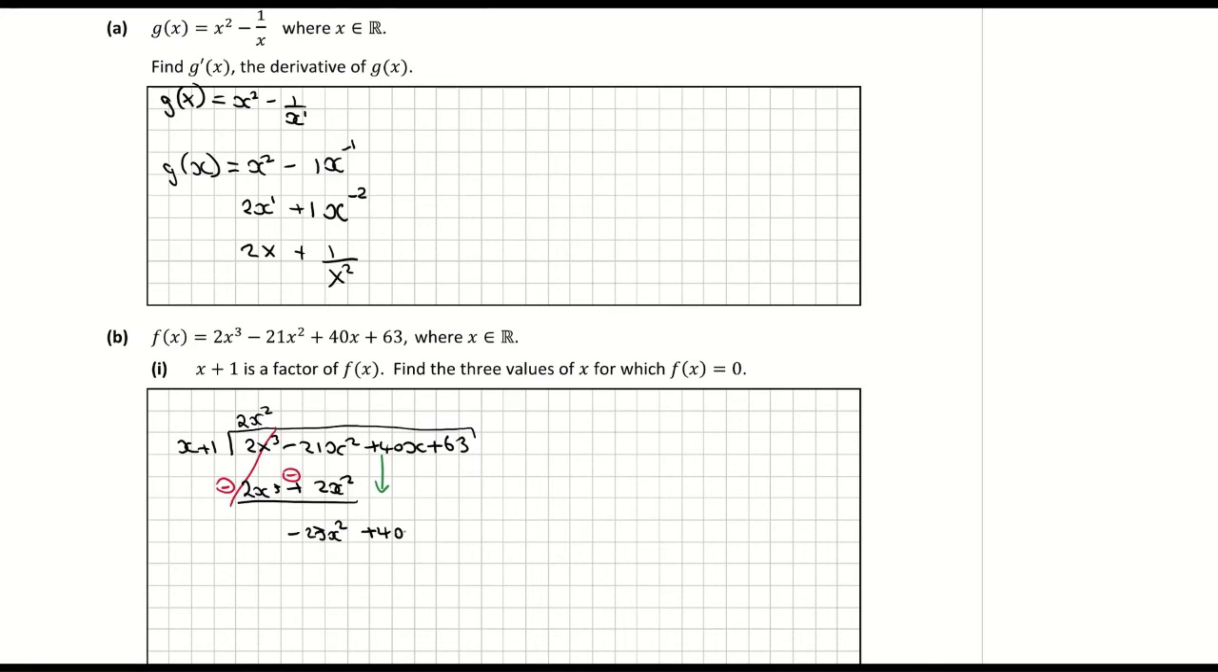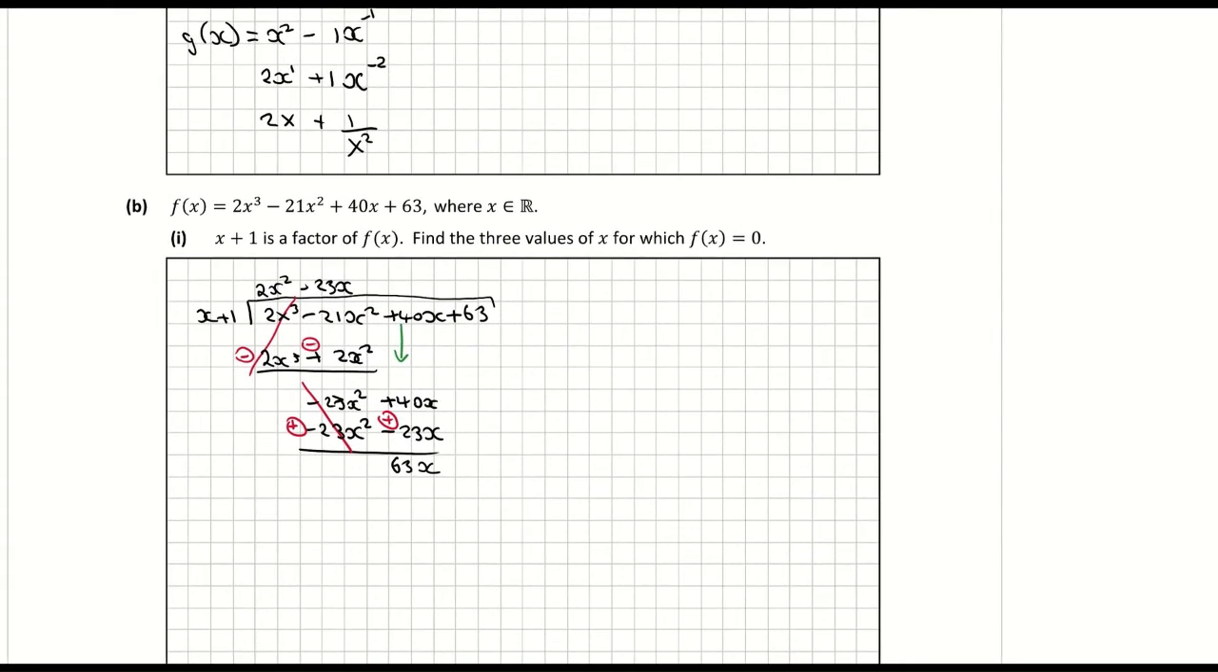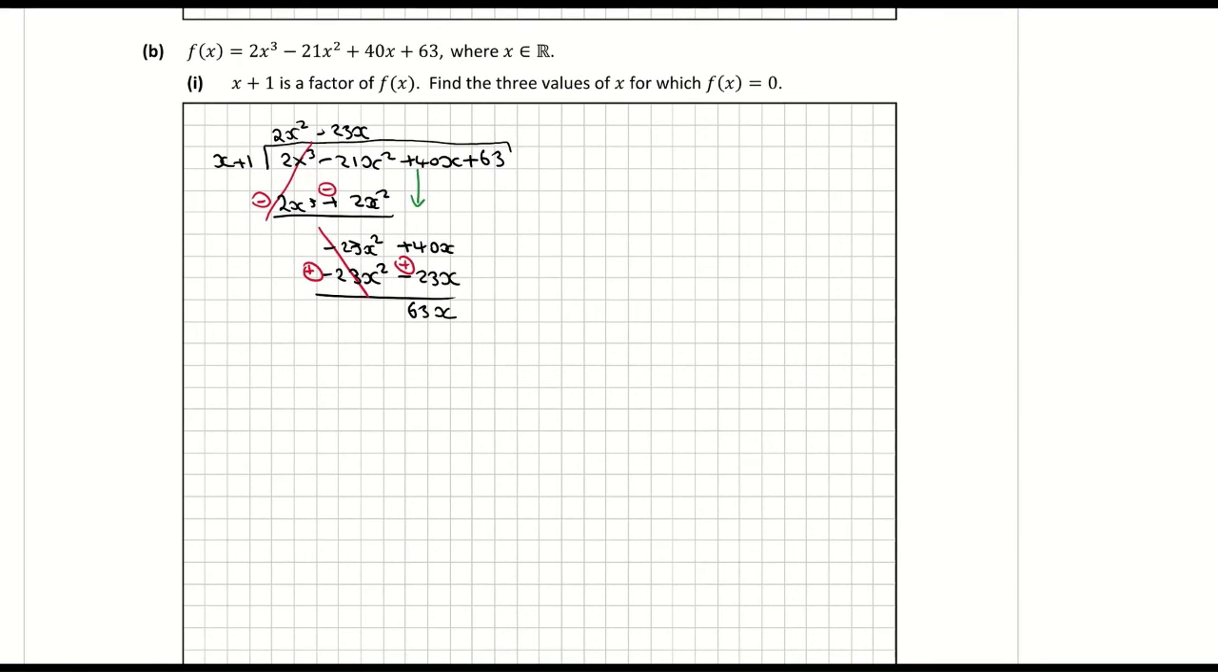I'm now dividing x into minus 23x squared, so that'll give me minus 23x. Multiply that back down, minus 23x squared, and then 1 by minus 23 is minus 23x. Same thing again, change the signs, or in other words, you're multiplying across by negative 1, so that now becomes a plus this time. Minus 23 plus 23 will cancel, and positive 40 plus positive 23 will give me positive 63x. And now I'm going to bring down my constant, the plus 63.